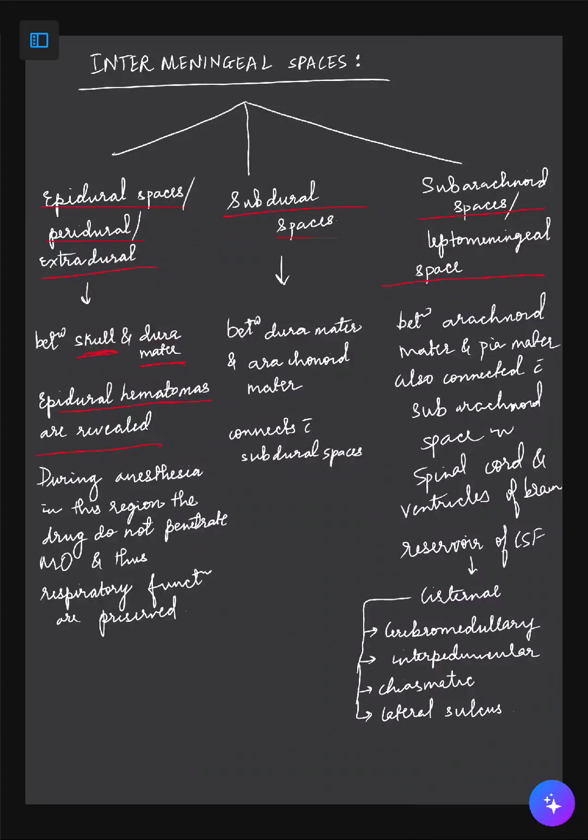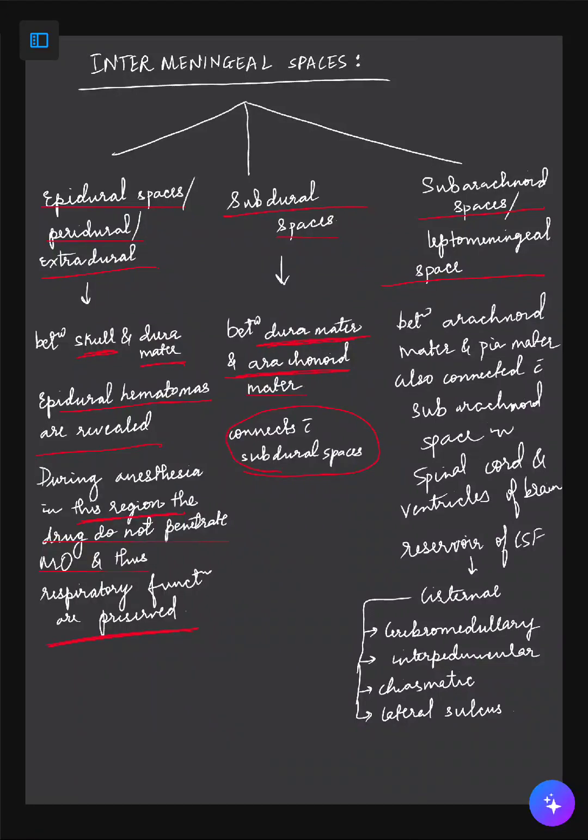Now, if we give anesthesia in this region, the drugs do not penetrate to the medulla oblongata and thus respiratory functions are preserved. Next is the subdural space, between dura mater and arachnoid mater.